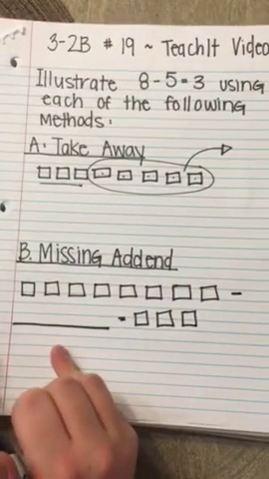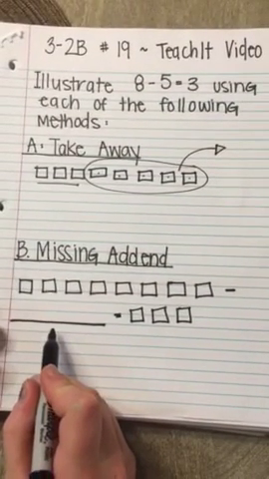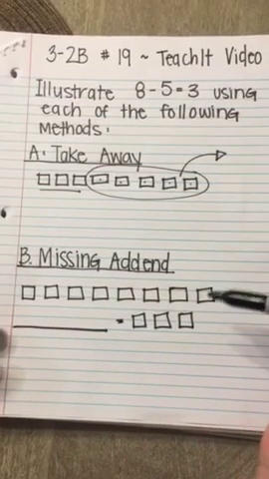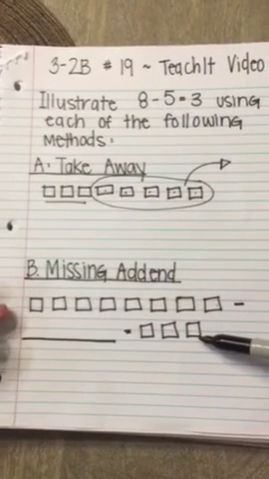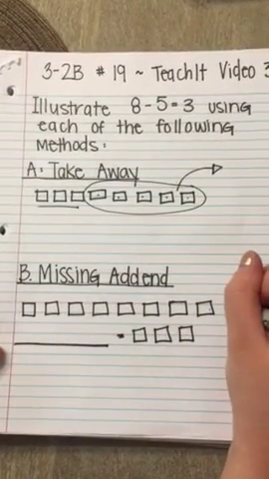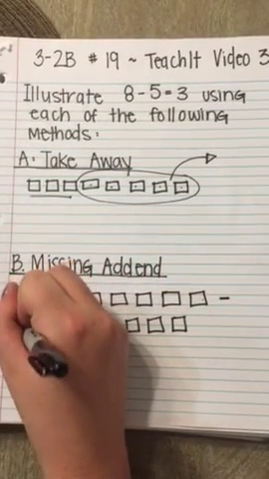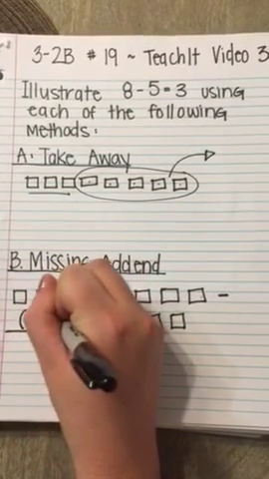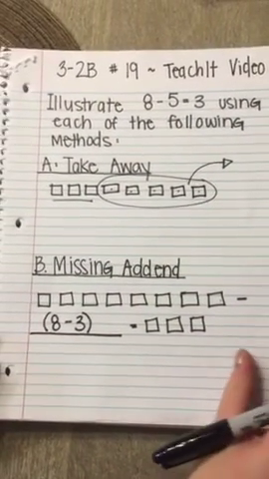So the missing addend is the part of the problem that you would have to do in order to find this number. So the missing addend, to find that, we would do 8 minus 3. So that would be our missing addend.